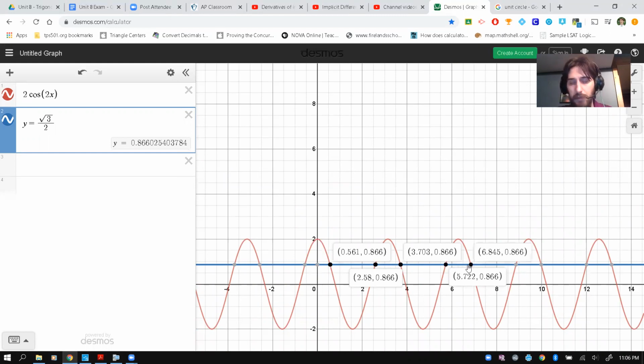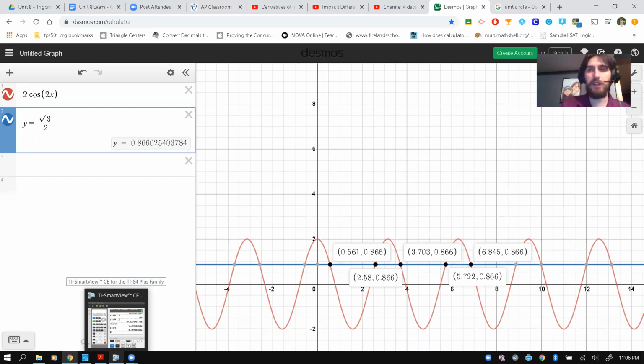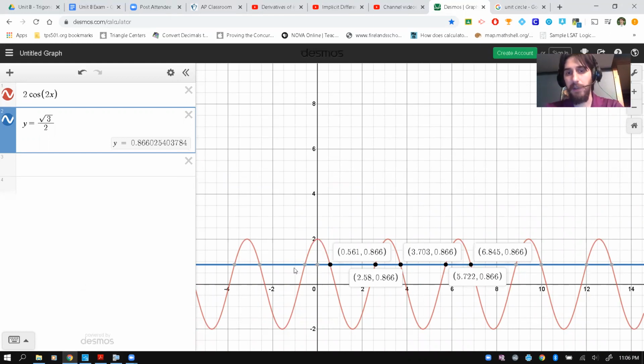You could check this one as well, but you'll notice that 6.845 is larger than 2 pi, right? 2 times 3.14 is 6.28. So that fifth answer would fall outside of the range, and this answer over here would be less than 0. So there's only going to be 4 answers. And then I could go ahead and divide by pi over 6 and all of those to check them, but they work out.